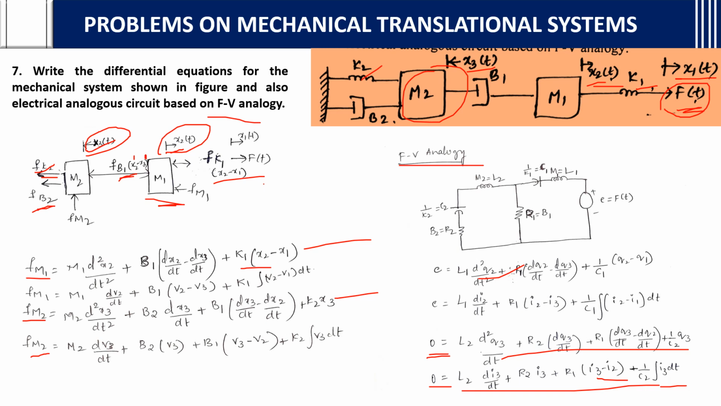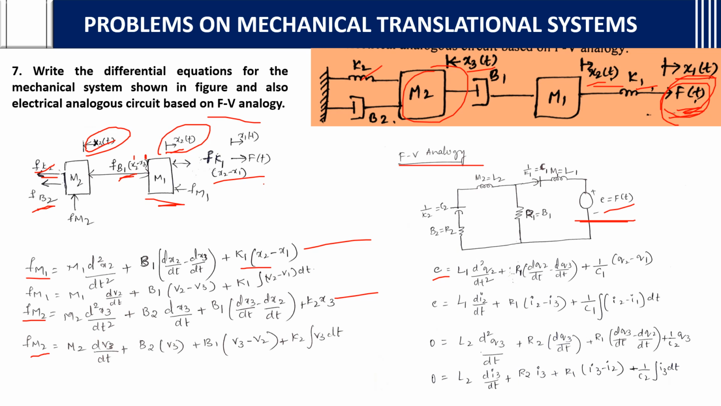You can convert in this way. Force-voltage analogy: what is the rule to draw the circuit? First we should draw the voltage source, which is present on the right side. So we will take the right side, plus minus E is equal to f of t. E will become f of t, the total force f of t.